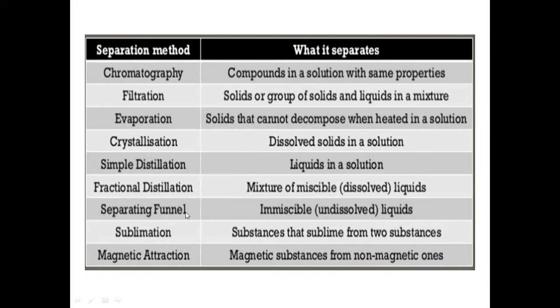When we use a separating funnel, that's when we have two or more liquids which are immiscible, meaning they do not dissolve in each other, usually because they have large differences in their polarity. Sublimation makes use of the fact that one of the substances in the mixture is able to sublime, meaning that when the mixture is heated, one of the substances will be converted from a solid state to a gaseous state directly, and that property allows us to separate the mixtures. And we can also make use of magnetic attraction, where we are able to attract substances that are magnetic and separate them from non-magnetic substances.